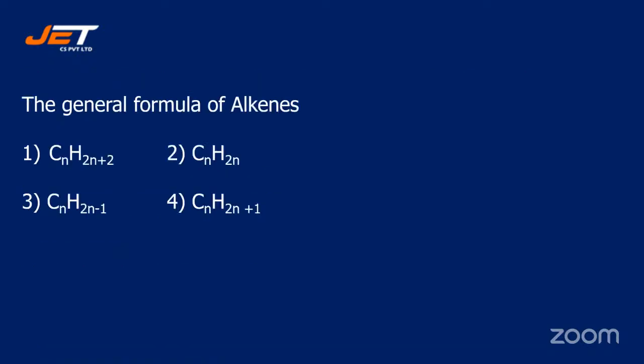Next question. General formula of alkenes. Your options are: number 1, CnH2n+2; option number 2, CnH2n; option number 3, CnH2n-1; or option number 4, CnH2n+1?